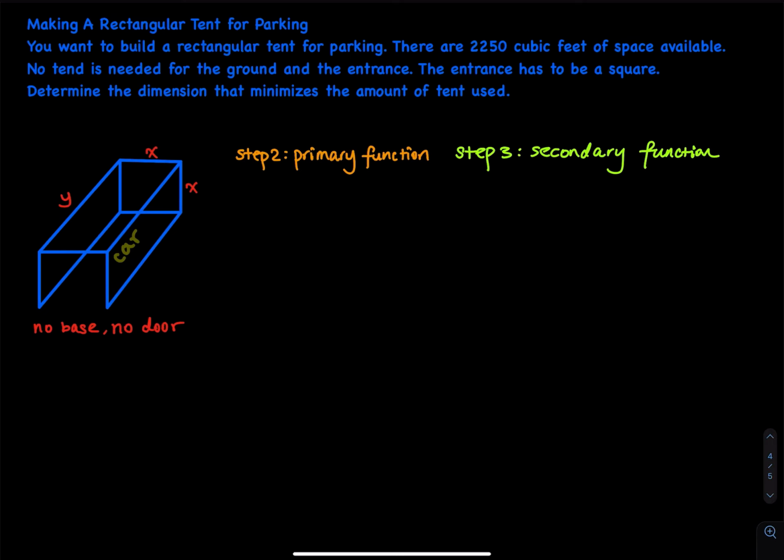Let's build a rectangular tent for parking. There are 2250 cubic feet of space available. No tent is needed for the ground and the entrance. The entrance has to be a square. Determine the dimensions that minimize the amount of tent used.